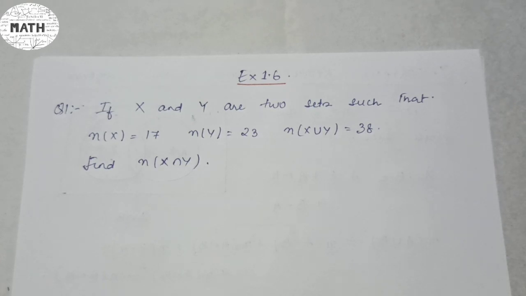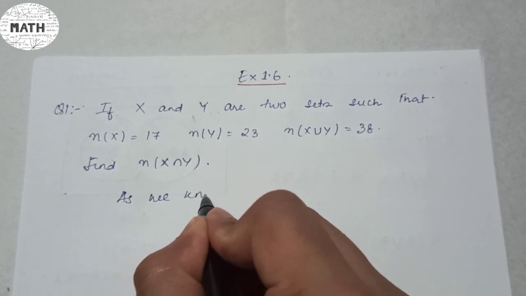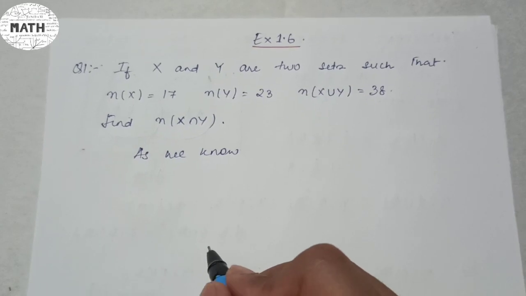Exercise 1.6, question number 1 is given that if x and y are two sets such that n of x is equal to 17, n of y is equal to 23, n of x union y is equal to 38. Find n of x intersection y. So as we know, right now we have done the formula, so let me just write the formula.